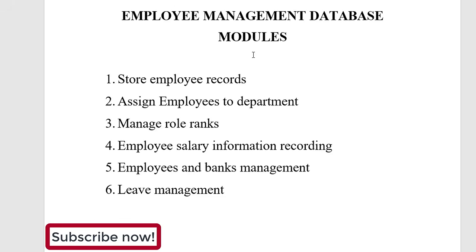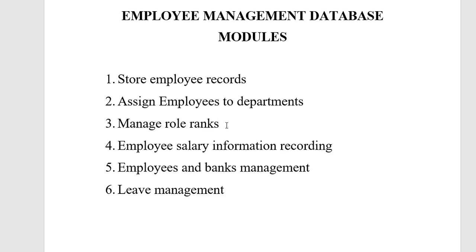And then our database should be able to assign employees to departments. So here is supposed to be departments. Okay, now number 3, we should be able to manage roles or ranks. With every role or position that an employee has, we should be able to categorize our employees according to their ranks, whether they are junior level, entry level, middle level, or seniors.